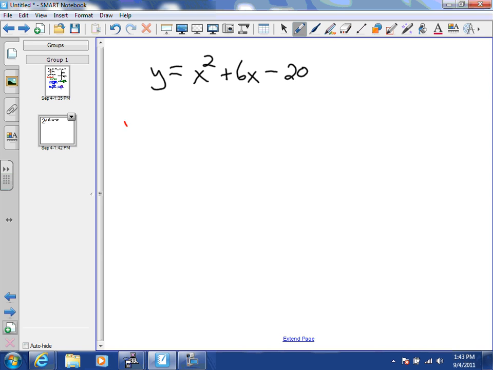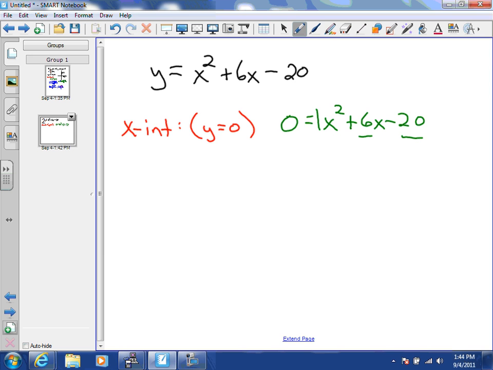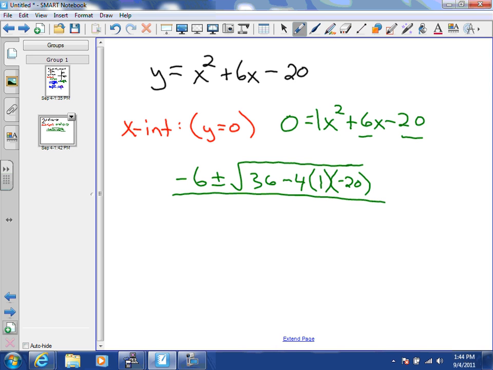So if we're going to find the x-intercepts of this, again, y is going to equal 0 for that to happen. So I'll set it equal to 0. This one does not factor either. So I have an a value of 1, b is 6, c is negative 20, and I substitute into the quadratic formula. The opposite of b, plus or minus the square root of b squared, that's 6 squared, minus 4 times the a value, which is 1, times the c value, which is negative 20. This one will work. All divided by 2 times a, that's 2 times 1.